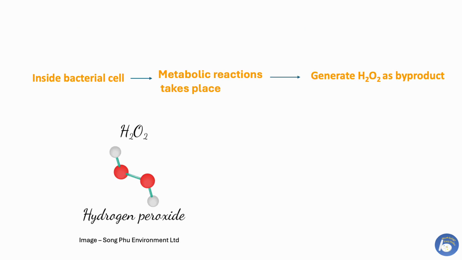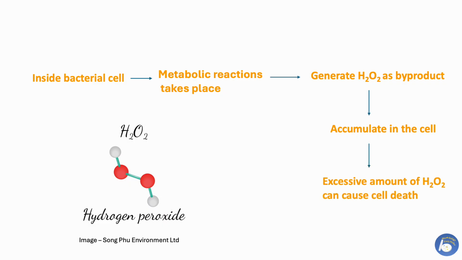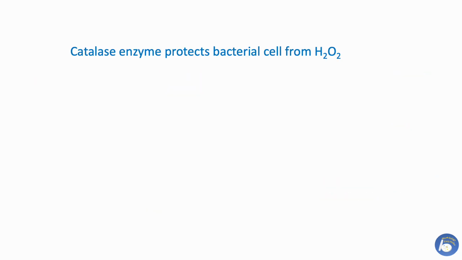During cellular metabolic reactions, hydrogen peroxide generates as a byproduct. Hydrogen peroxide is a reactive oxygen species. When accumulated in the cell, it causes serious effects on cellular functions and components, which may lead to cell death. Catalase enzyme protects the bacteria from the toxic effects of hydrogen peroxide.